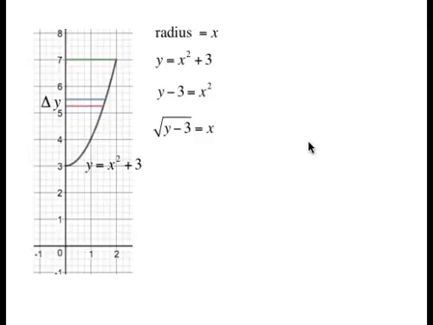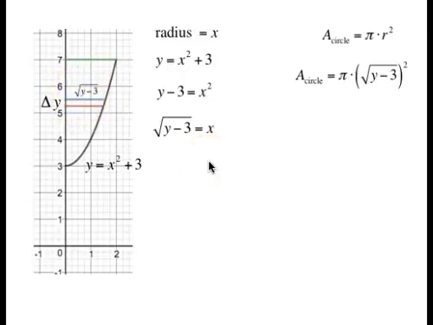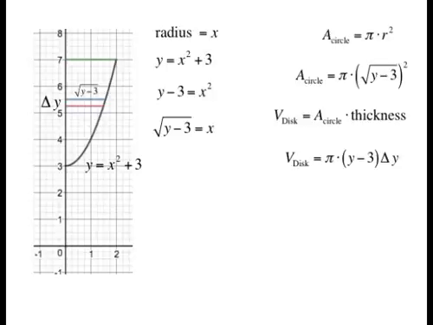We know the area of a circle is pi r squared. We know our radius is root y minus 3. This will actually be an easy integral to do. Area of the circle is pi times root y minus 3 squared. Volume of the disk is the area of the circle times the thickness. So can you see a cold cut here, a piece of bologna here? Its thickness is change in y. So the volume of the disk is the area of the circle times the change in y.